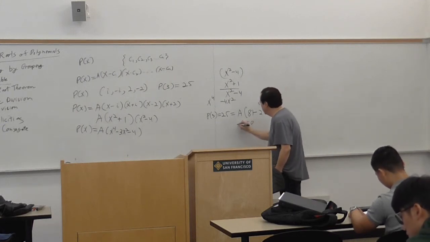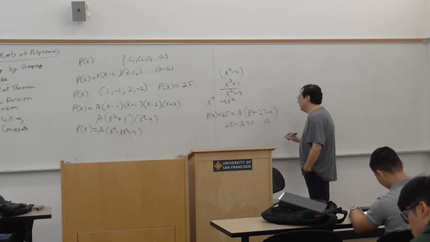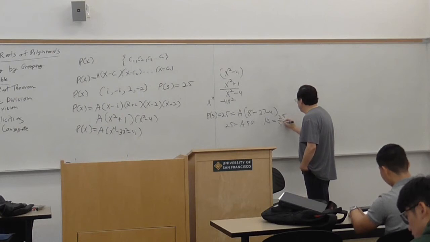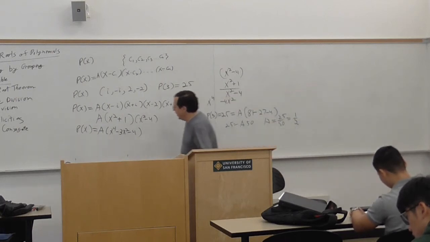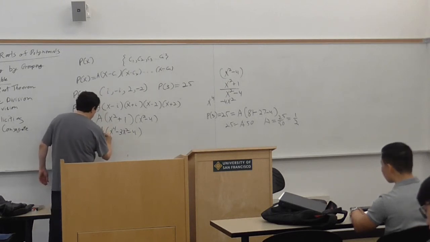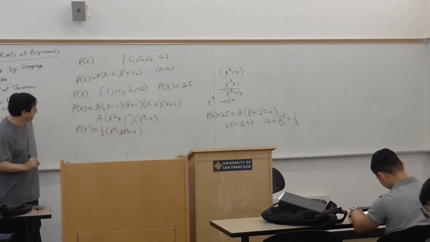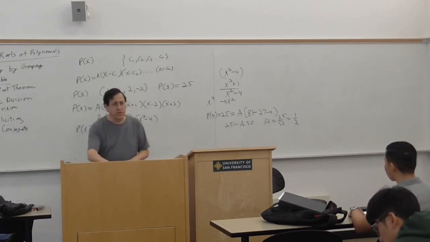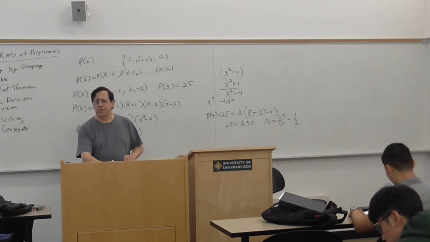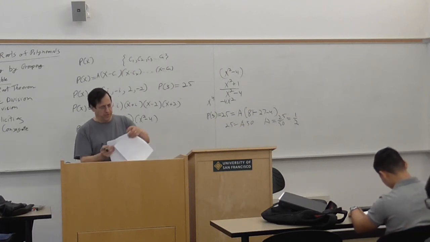So a times 50 equals 25. So now I know my a is 25 over 50, or 1/2. Now I know the polynomial is 1/2 x to the 4th minus 3x squared minus 4. Okay, that was the easy version. The hard version isn't very hard.